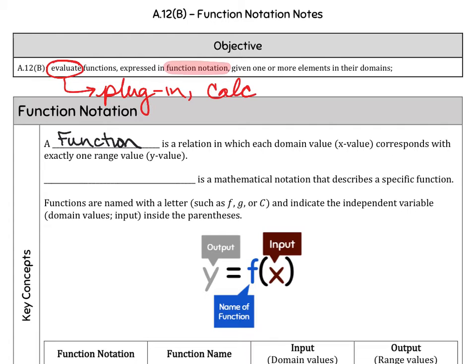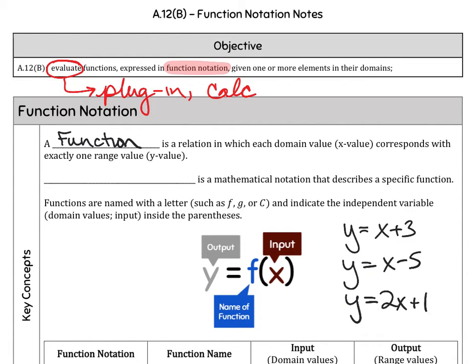But what's going to happen is in math, we're going to start talking about more than one function at a time. And so let's say I have the functions y equals x plus 3, and then I have y equals x minus 5, and I have y equals 2x plus 1. It gets really confusing when we're dealing with more than one equation at a time. You can't always say the top equation, the bottom equation, the middle equation, because what if I wrote them side to side? The left one, the right one, the middle one. It's confusing. So we have this method of notating these functions, and it's called function notation, that allows me to describe very specific functions.